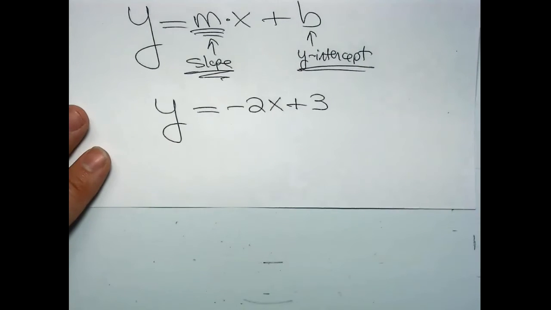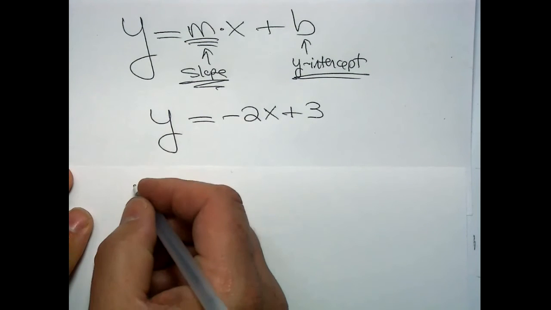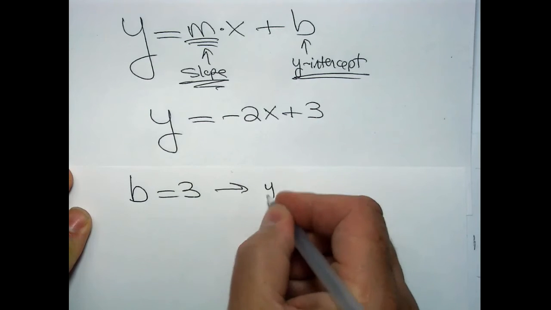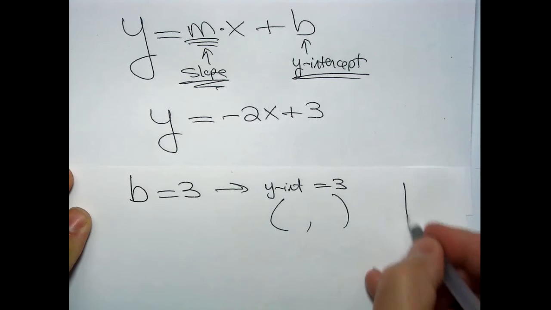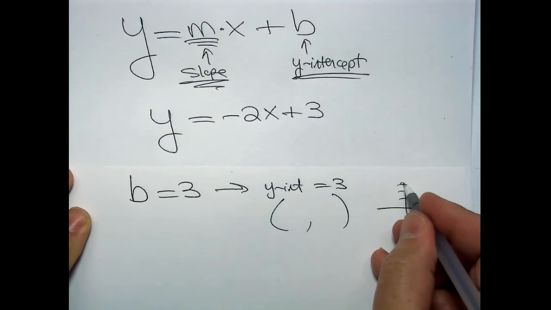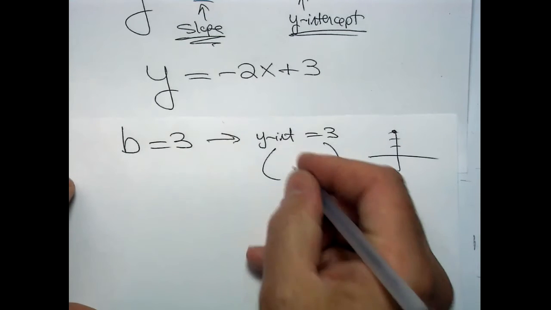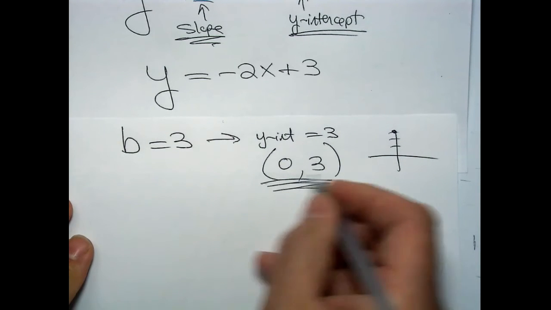Well, we could do it the old-fashioned way. We could make a table. We could list a bunch of ordered pairs. But why not take advantage of slope-intercept form? So the y-intercept is 3. Now remember, a y-intercept lives along the y-axis. So if it's living along the y-axis, it has an x value of 0. So right away we have an ordered pair that represents the y-intercept.